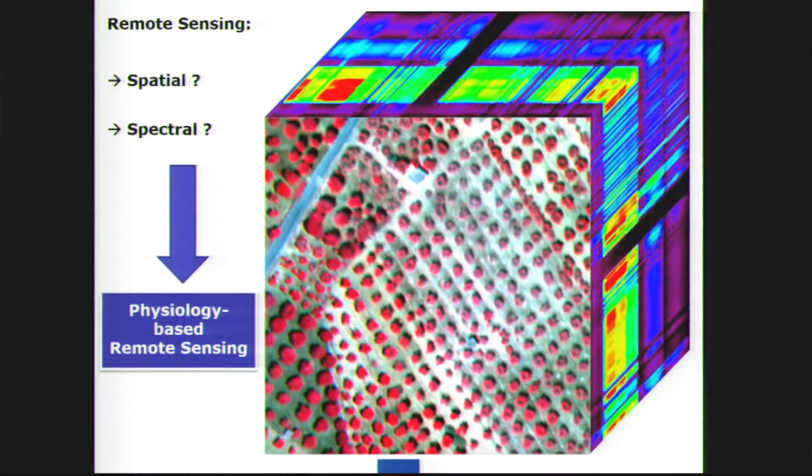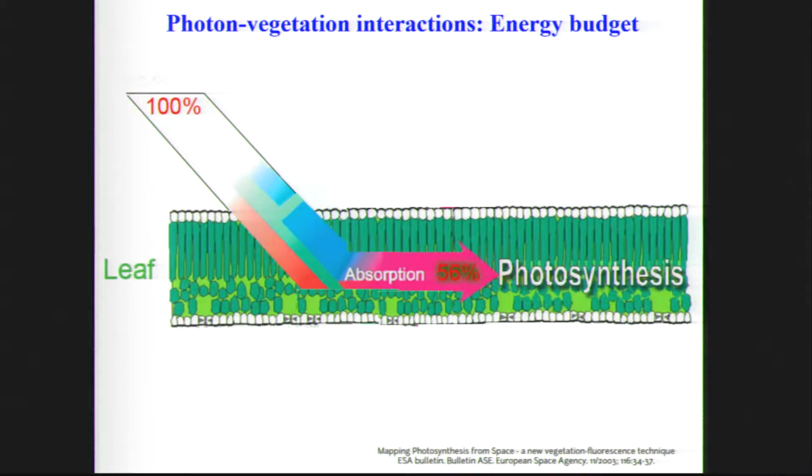In order to go into the physiology, we have to also understand the photon-vegetation interactions and the energy budget. It's well known by everyone that most of the light that comes in is absorbed by pigments and used for photosynthesis. This is not new. Part of the energy is actually transmitted, with multiple scattering occurring to the light, and other leaves will use it. This depends on the scattering of the canopy and the density of the canopy.